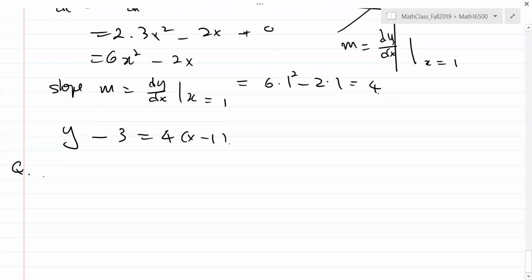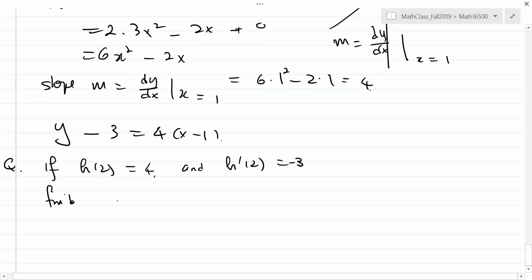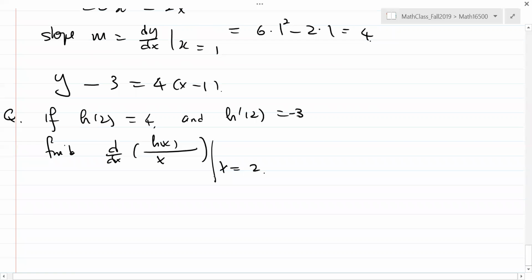Here's another question. I know some function h, but not the exact formula. h of 2 equals 4, and h prime of 2 equals negative 3. What I want you to find is the derivative of h of x divided by x when x equals 2. We are going to find the derivative of this quotient at x equals 2.